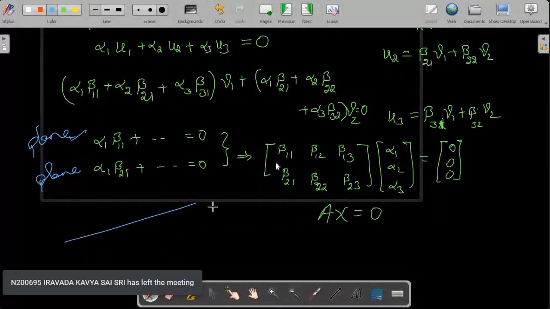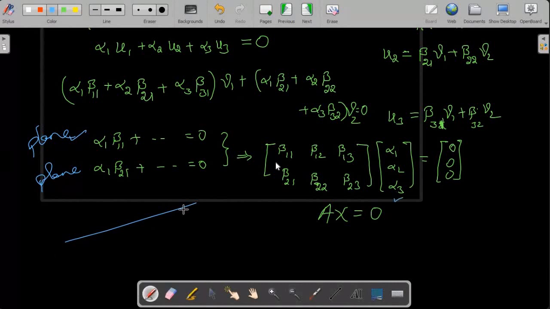Now it means every point on this line, that is alpha 1, alpha 2, alpha 3, you take any point which is there in this line. This line is given by intersection of these two planes. So every point on this line satisfies this equation, that is Ax equal to 0. It means this linear system has infinitely many solutions. So since it has infinitely many solutions, it means a non-zero solution is also available.